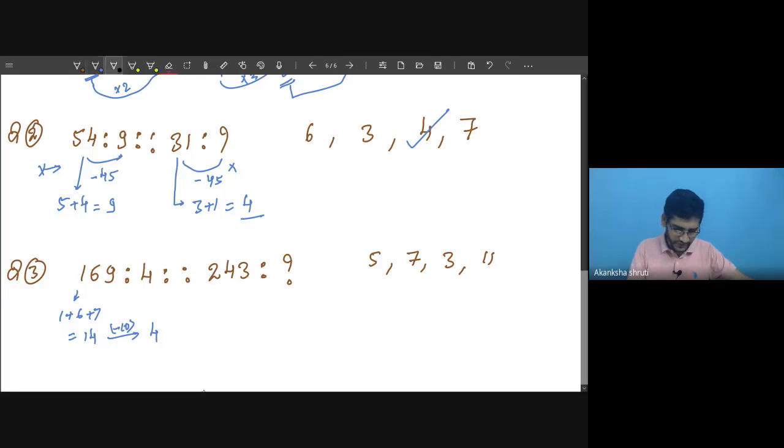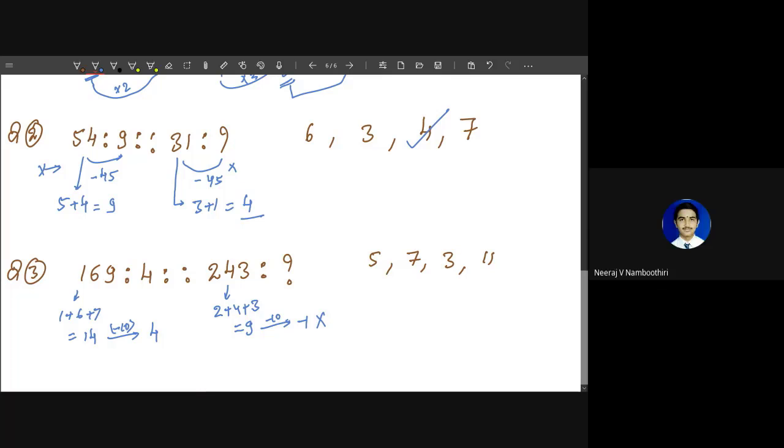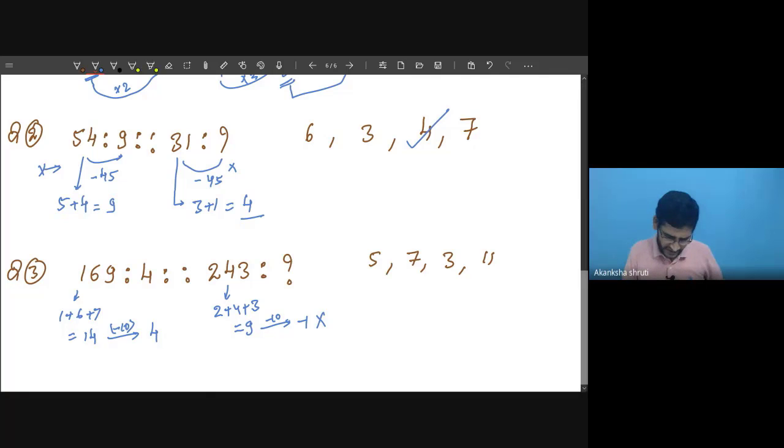Whether this is followed in the second one, let us add: 2 plus 4 plus 3, it is our 9. Minus 12, that was the rule we were thinking for getting this 4. It is giving us minus 3, not in option. It is wrong. Yes, minus 12 we have to do.